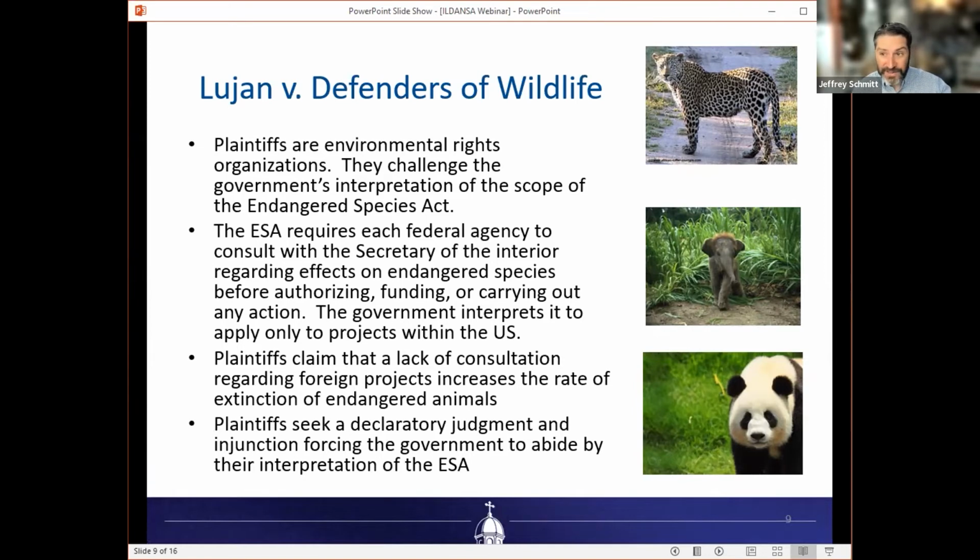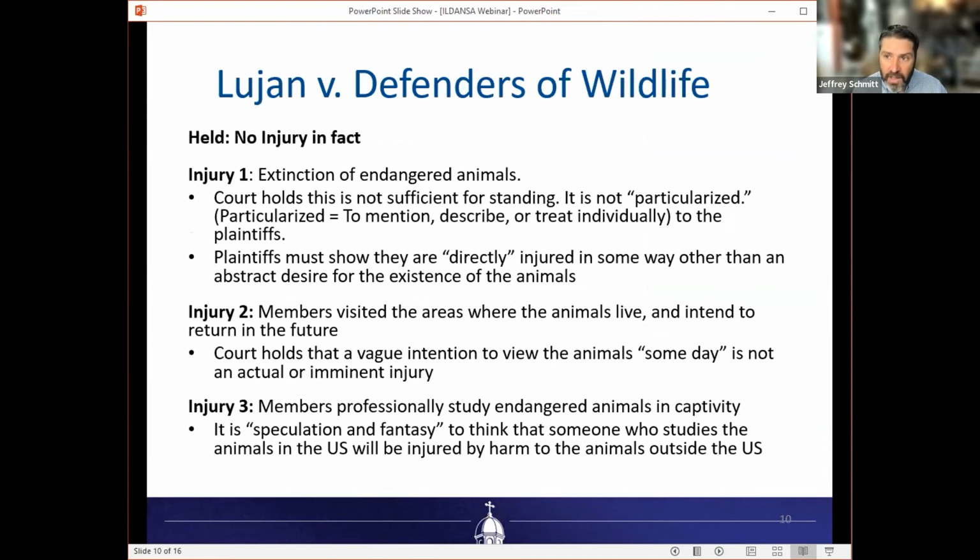Again, I would go into more depth on this in class, just for time purposes. That's about all we need to know. These environmental groups are suing the government, saying that they're not following the law, and that could lead to the development of projects that would kill endangered animals. The court goes through our standing test and finds no standing. There's not a real case or controversy here because these are not the right plaintiffs to bring the suit. The court says, first, there's no injury.